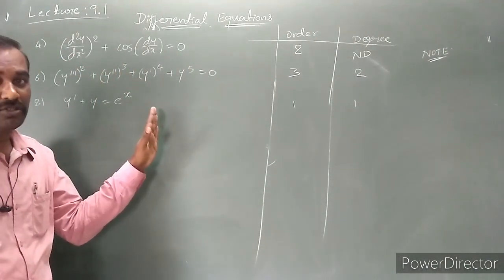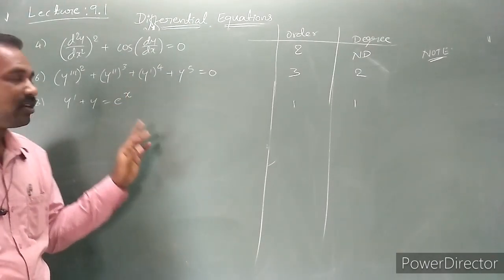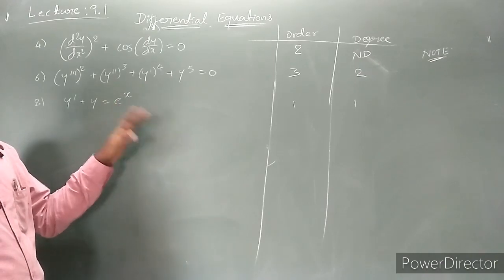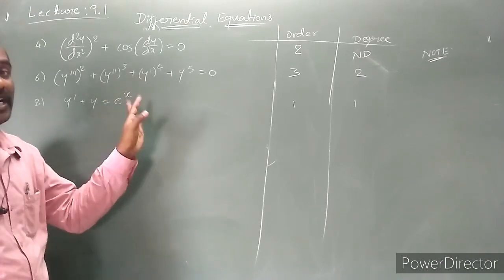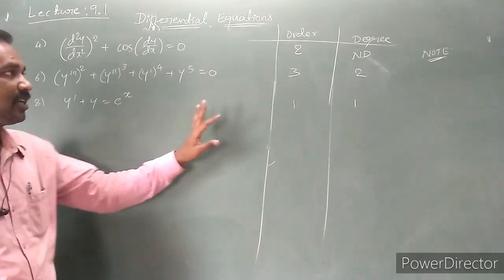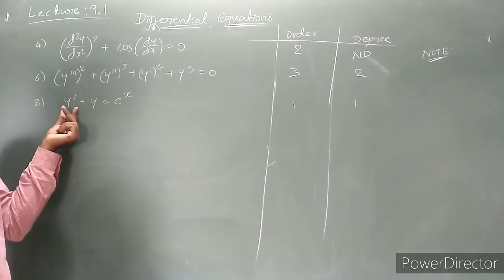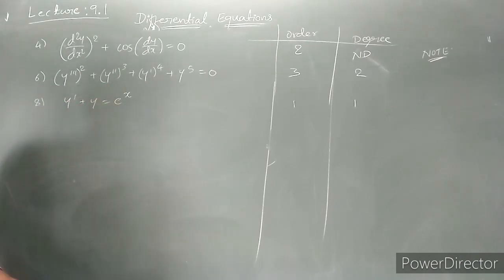E power derivative should not be there. Is that clear? E power x or e power y does not matter at all. Only if e power derivative is there is the degree not defined; otherwise, the degree is defined. Highest order is 1. Once they are differentiated, the whole power is 1. That's all. Next.